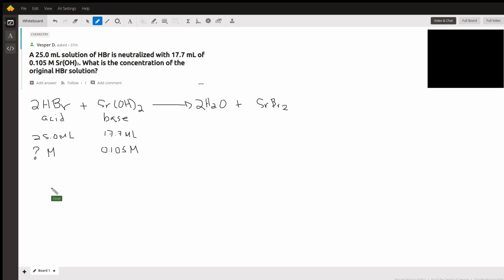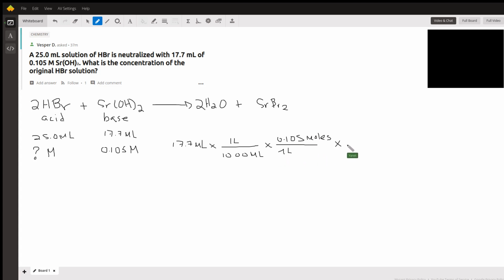And we first must find the moles of strontium hydroxide to have the stoichiometric relationship between the base and the acid. So let me go ahead and write down what it's going to look like by using dimensional analysis. So 17.7 milliliters. I need to convert those to liters. So 1 liter has 1,000 milliliters. I can continue by writing the concentration of strontium hydroxide to find the moles. And we know that 0.105 moles of that solution are present in 1 liter.